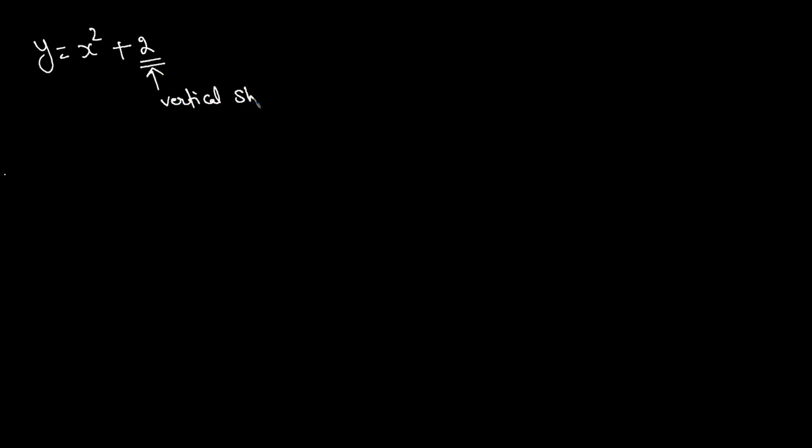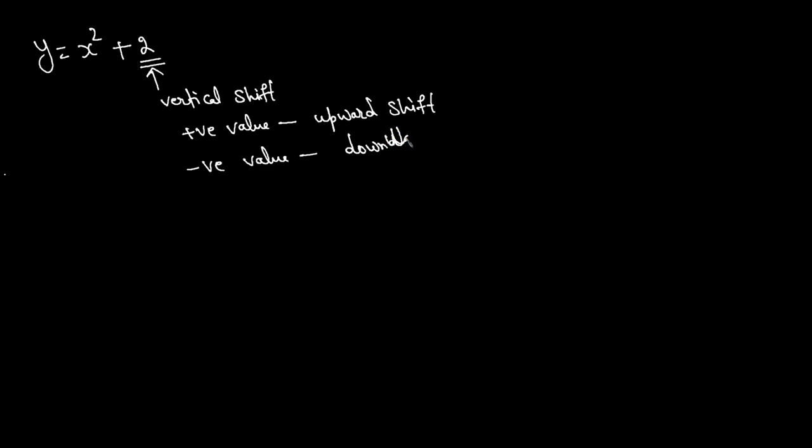Vertical shift. A positive value gives you an upward shift, I'll say. And if it's negative, let's say x is negative 2, a negative value will shift your graph downward. So bring your graph down, or shift your graph downward.